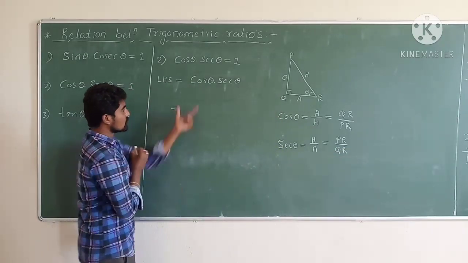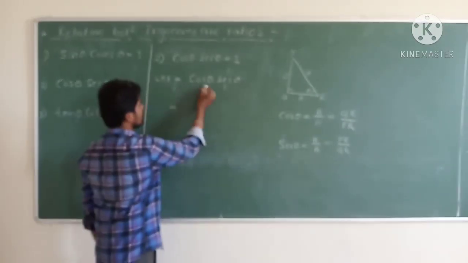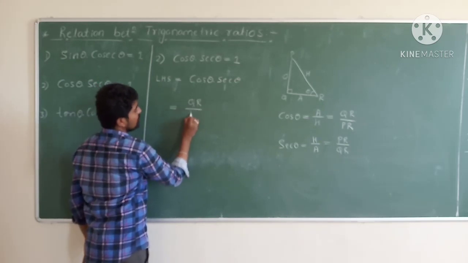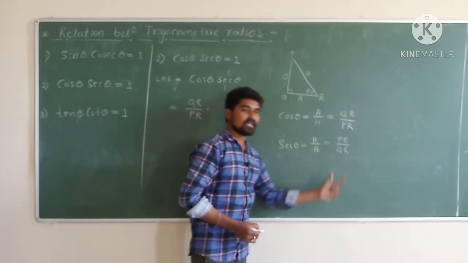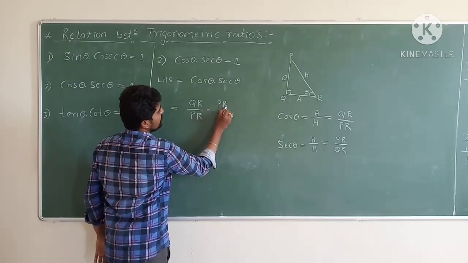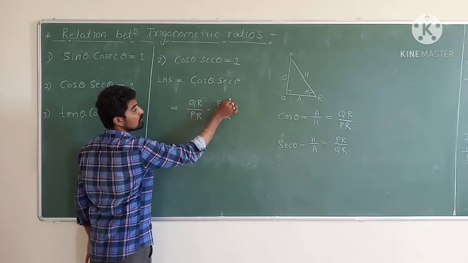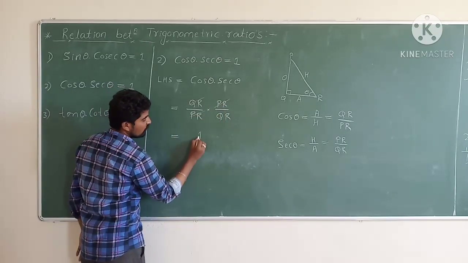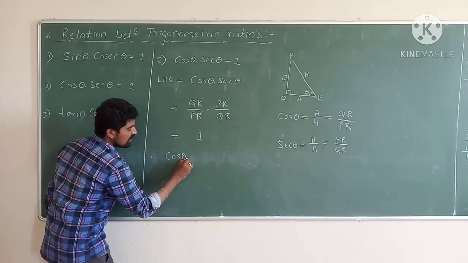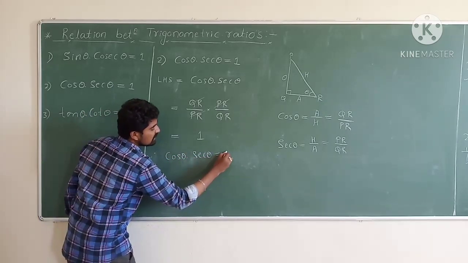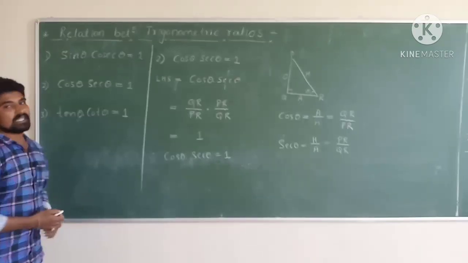Therefore, LHS is cos theta, which is QR divided by PR, into secant theta, which is PR divided by QR. Now QR and QR get cancelled, PR and PR get cancelled, which is equal to 1. Therefore, cos theta into secant theta is equal to 1. I hope all of you understood. If possible, take a look.